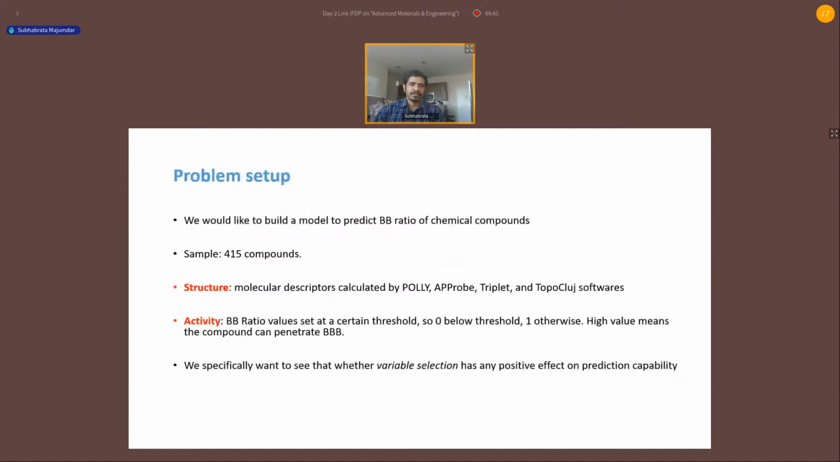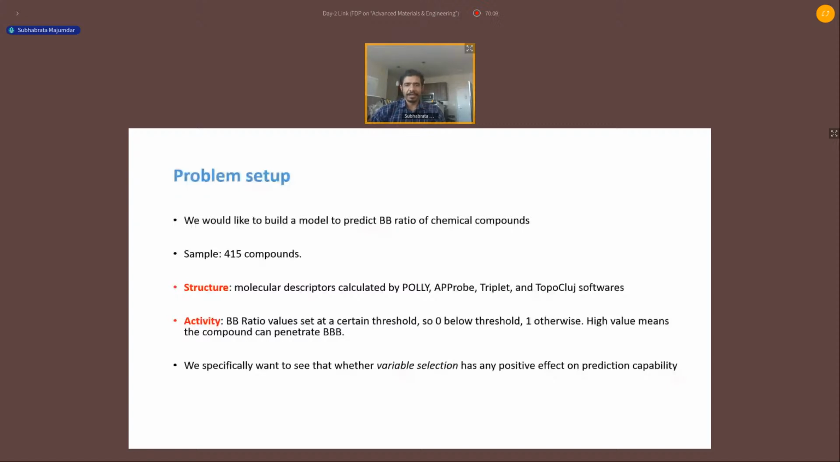So kind of putting this into a statistical or machine learning framework, data, structure, activity, we have the sample, which is 415 chemical compounds. The structure are computed by a bunch of in-house softwares that we will discuss in a moment. And the activity is this blood-brain ratio that I talked about right now.